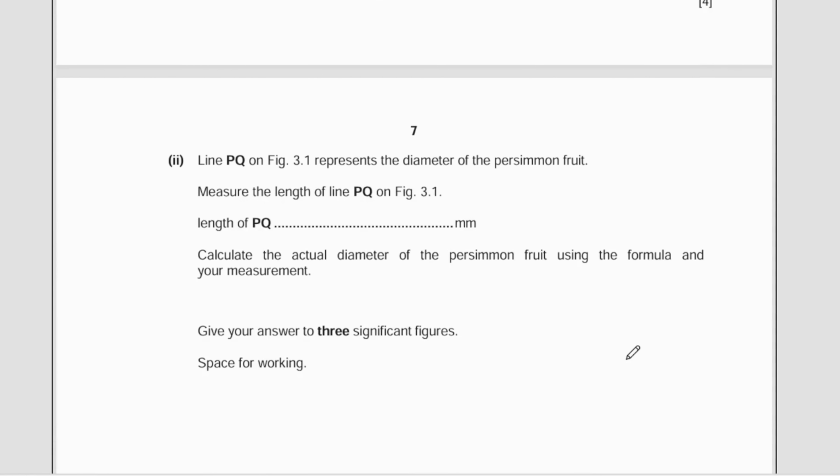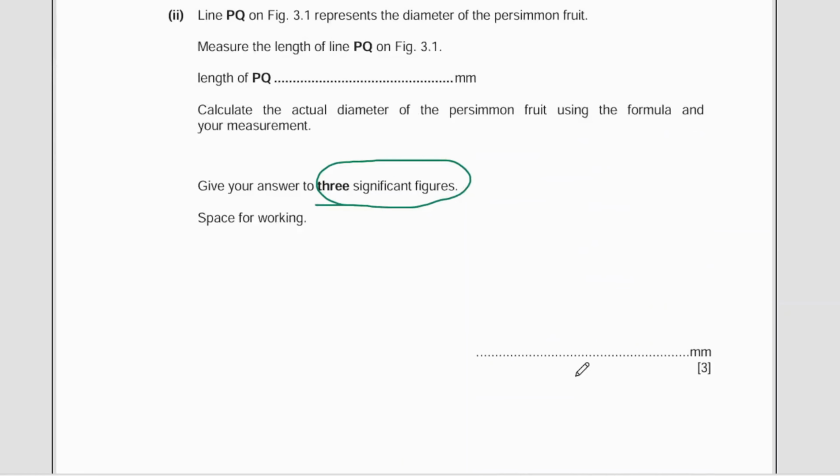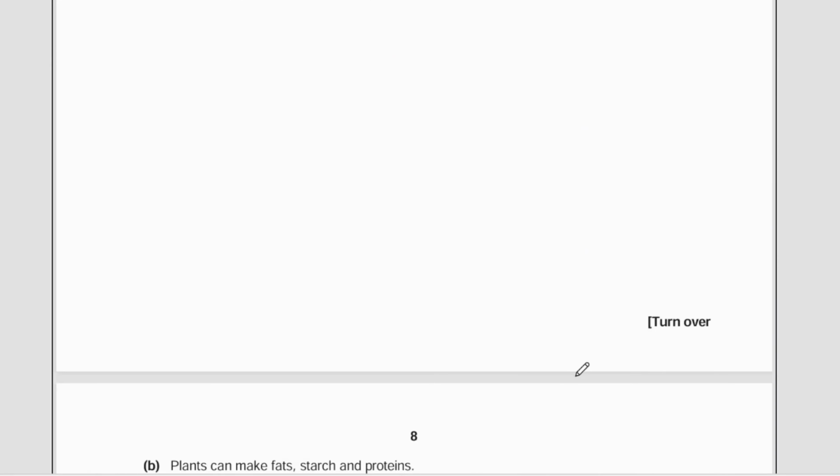Then magnification is given. When it's written 3 significant figures, then it should be in 3 significant figures, including the decimal. It should be 3, not more than that. Be very careful about what they have asked. If two decimal places are written, it means that after the decimal you can write two figures.